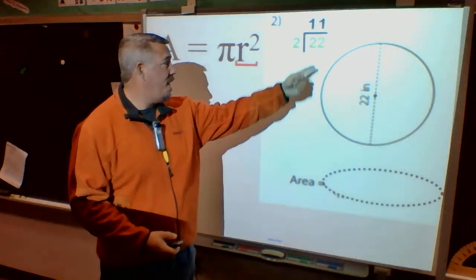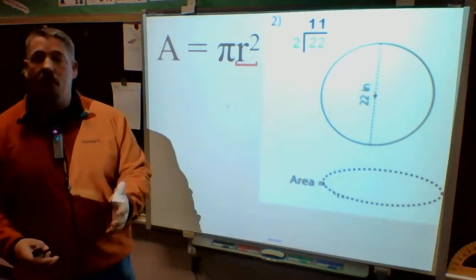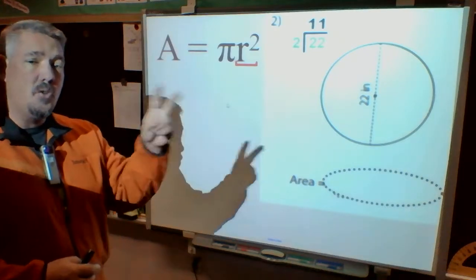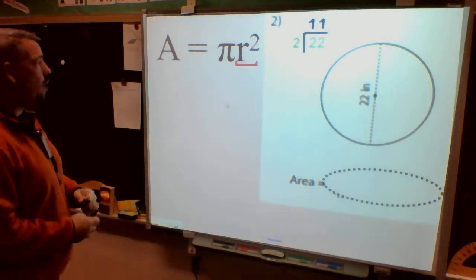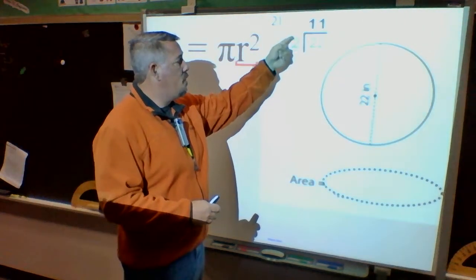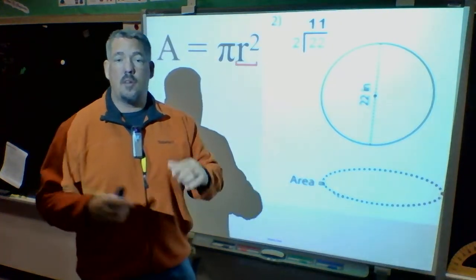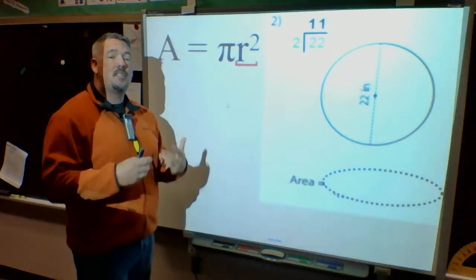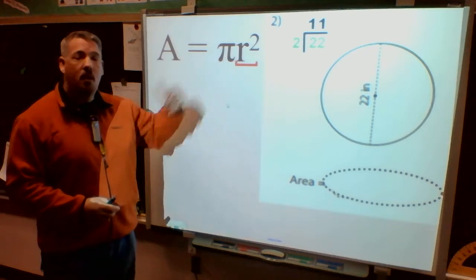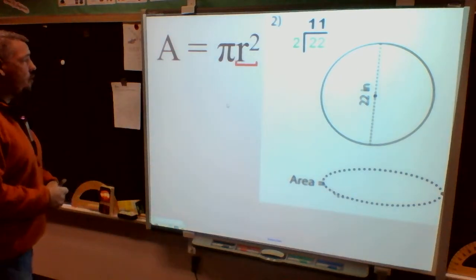So I have to take my diameter of 22 and divide it by 2, because I know that it takes 2 radii to make up 1 diameter. 22 divided by 2 tells me that I'm going to use the number 11, and then I can take my 11 and plug it into my equation.